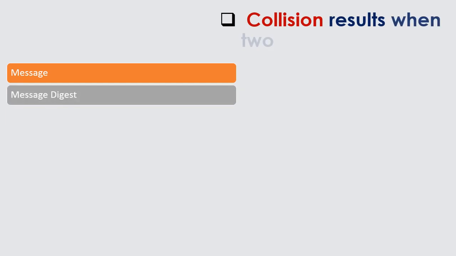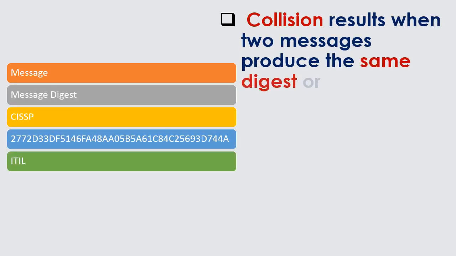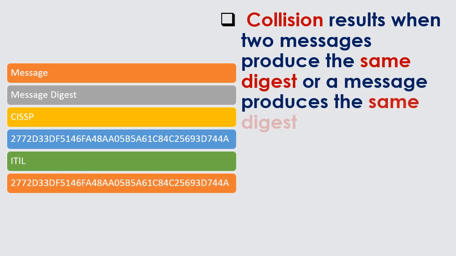Collision results when two messages produce the same digest, or a message produces the same digest as a different message.